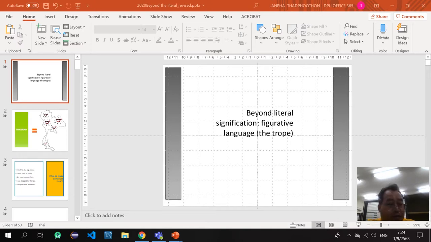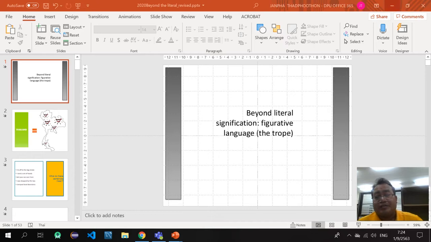This is from the chapter, I think it's chapter 4 or chapter 5. So we're going to look at figurative language, or what we call beyond the literal signification. Figurative language is like poetic language or the trope, or language that you need to figure out in order to understand.